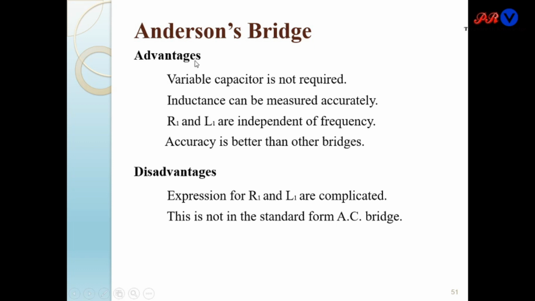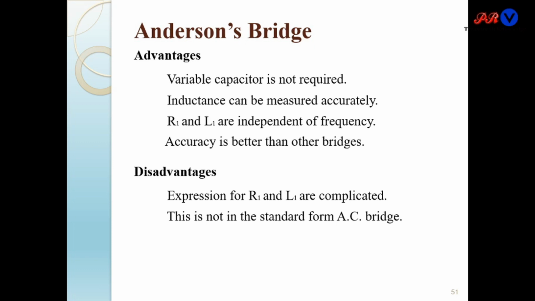So the advantage of Anderson bridge is that a variable capacitor is not required here. Inductance can be measured accurately because it is used for precise measurement. R1 and L1 are independent of frequency, they do not have an omega term in the expression. Accuracy is better than other bridges.